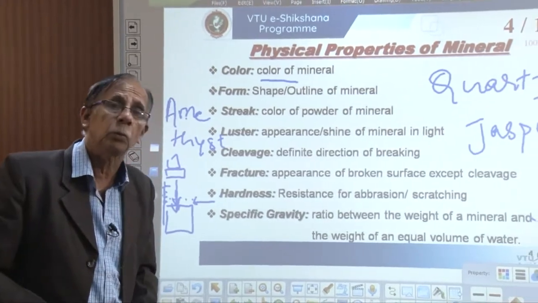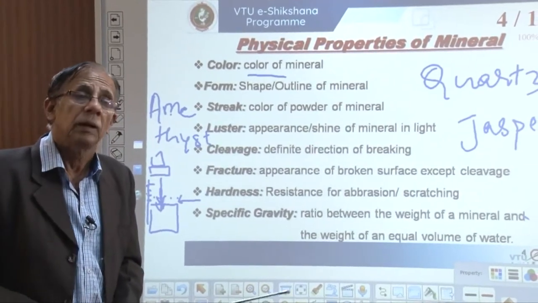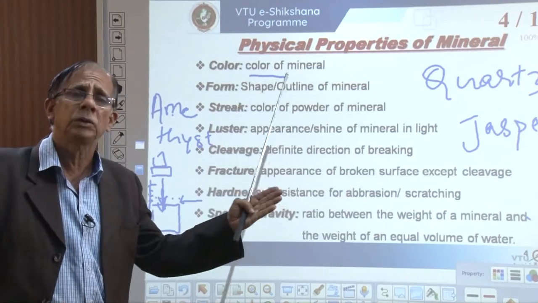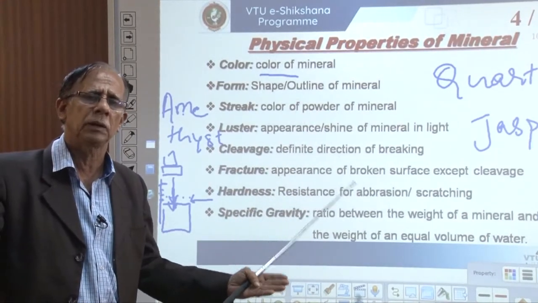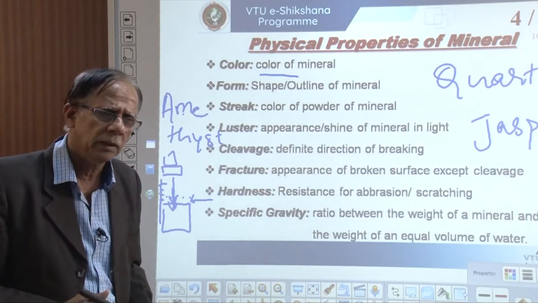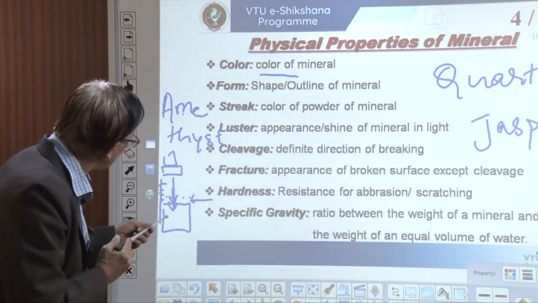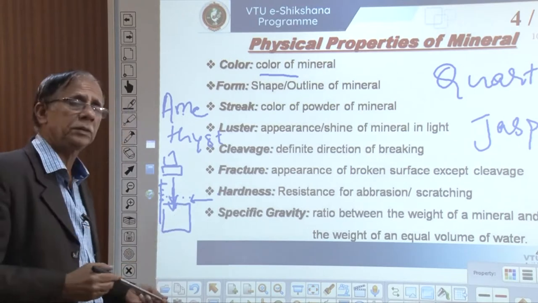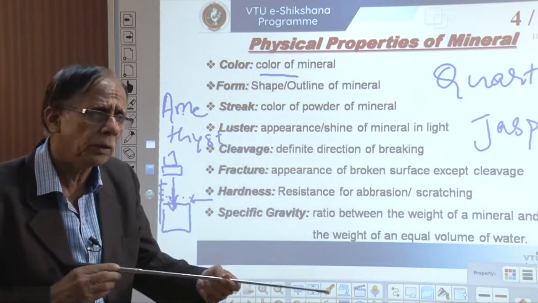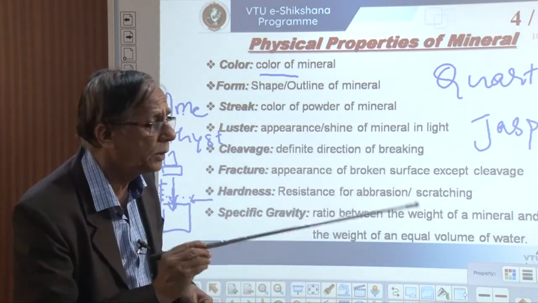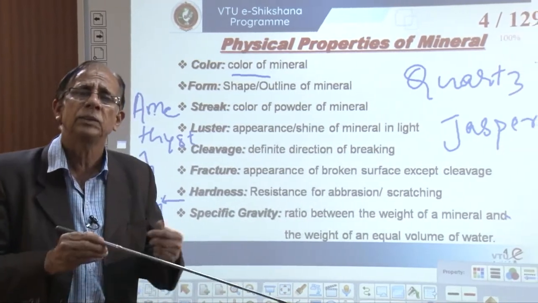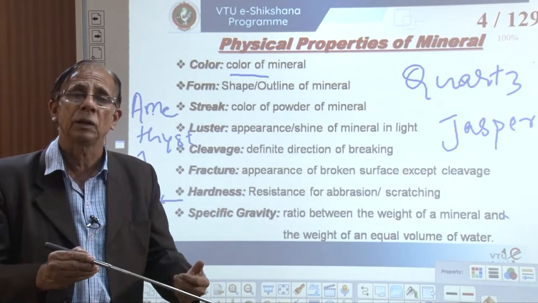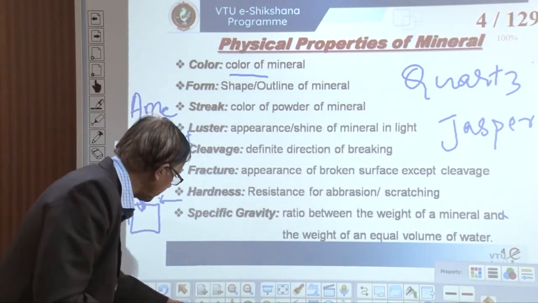A scientist called Mohs studied all possible minerals available on the earth. He studied more than 1100 minerals, subjected them to this kind of test, and arranged them by increasing hardness, and thus arrived at the Mohs scale of hardness.